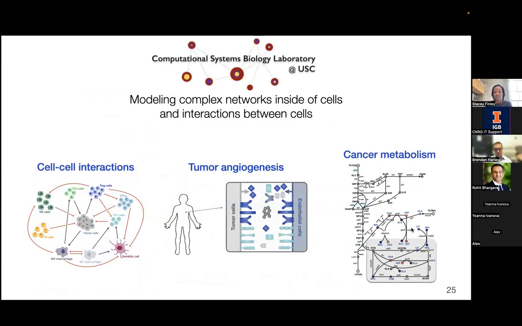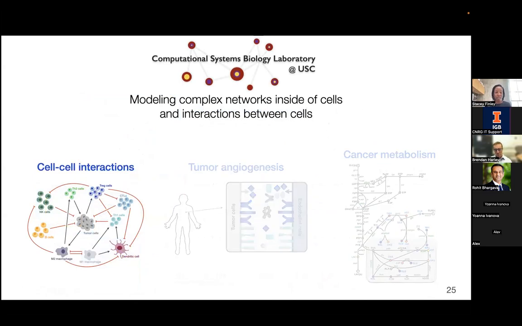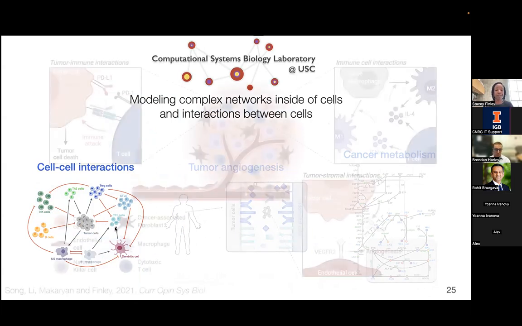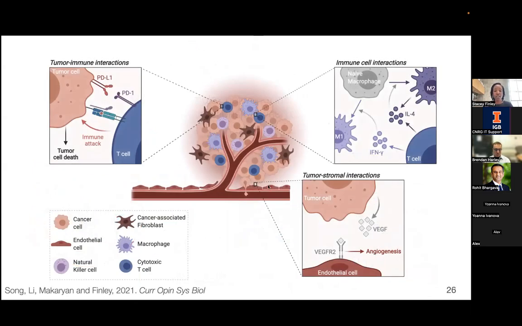So I talked a lot so far about cancer metabolism. I want to spend some time also telling you about some of the work in studying cell-cell interactions. And again, having a mathematical approach and a computational approach to this is quite useful because of the many cell types that are present in the tumor microenvironment and the different ways that they interact with one another. So here's just another way to look at it.